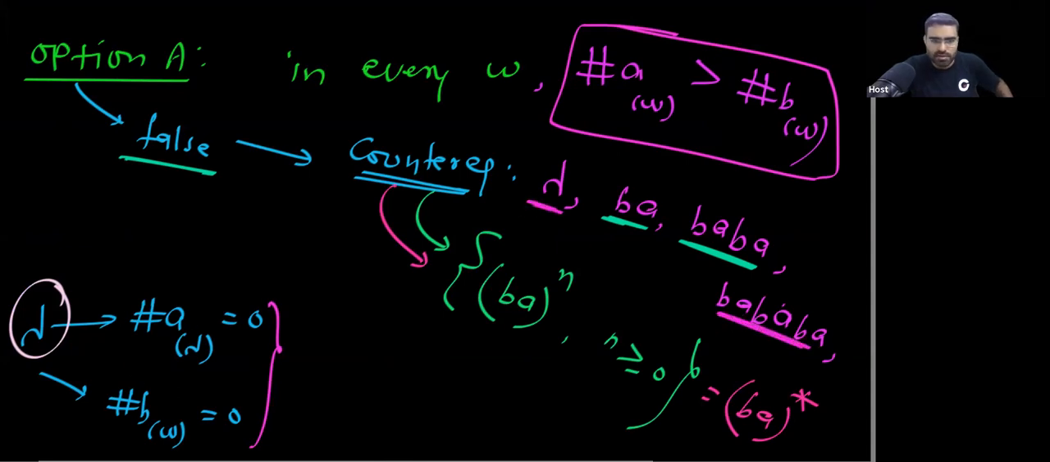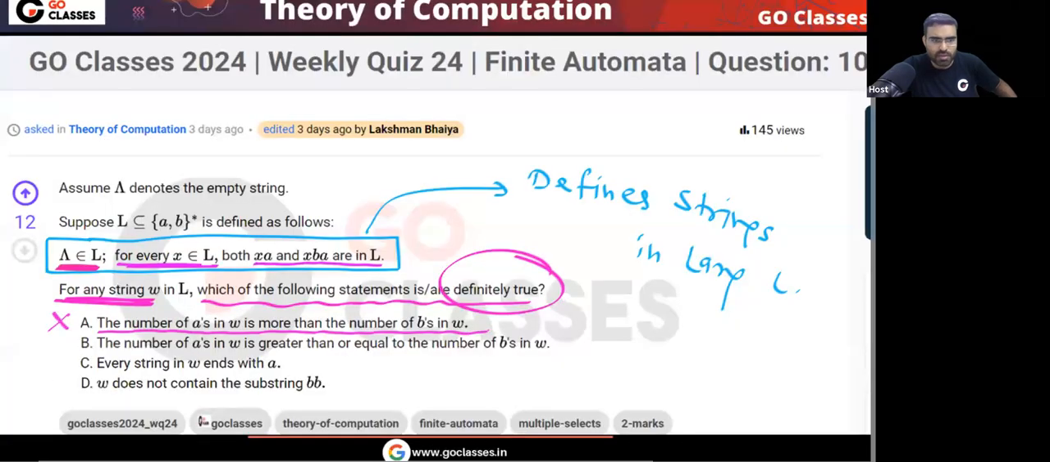So very simple. Now tell me, what about option B? What is option B saying? The number of A's is greater than or equal to the number of B's.